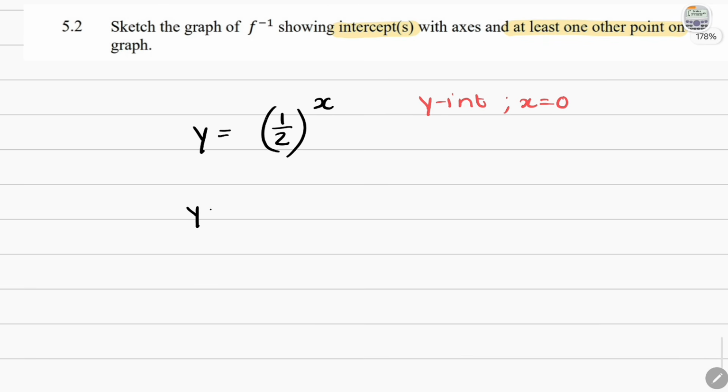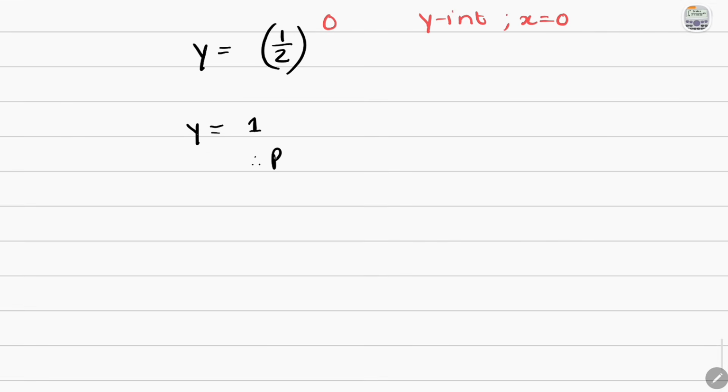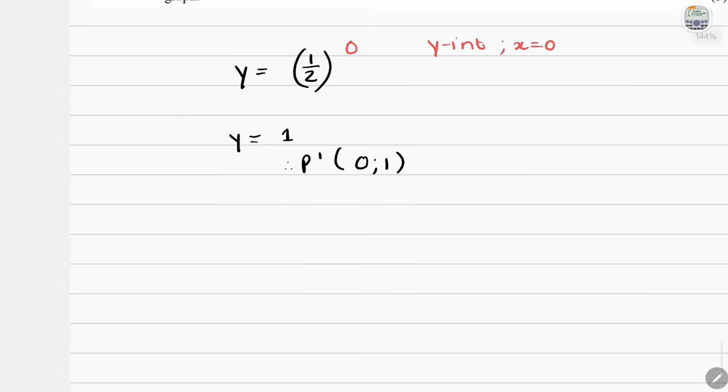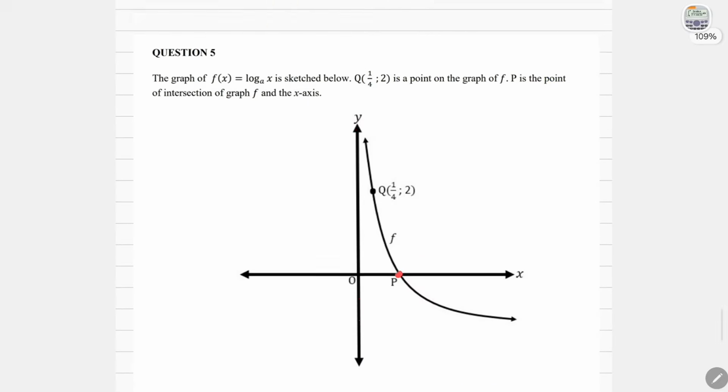So this is going to be y equals, and that is raised to the power of 0. Anything to the power of 0 is 1. So now we know that P prime, on the exponential function, not the log graph, is going to be (0, 1). Now we can go ahead and sketch our graph.